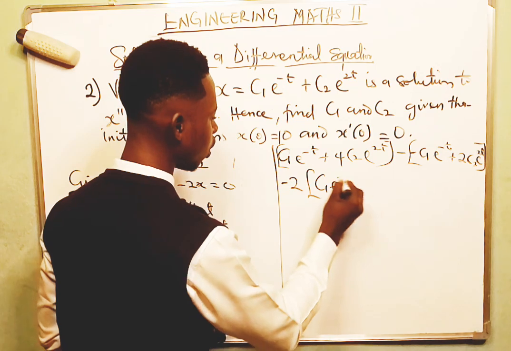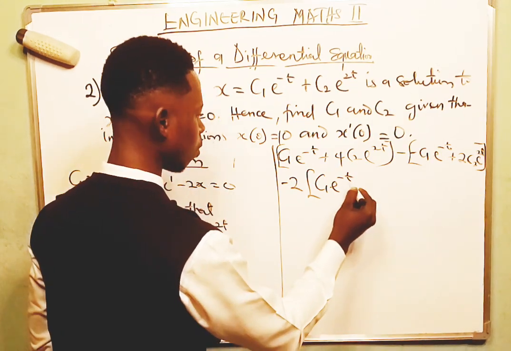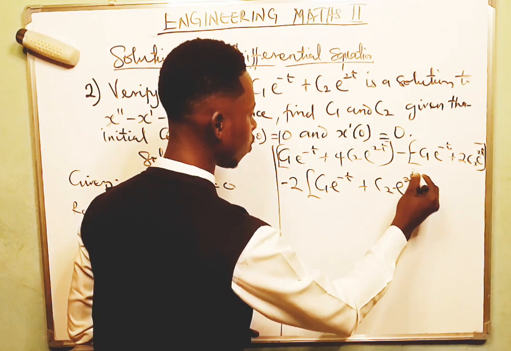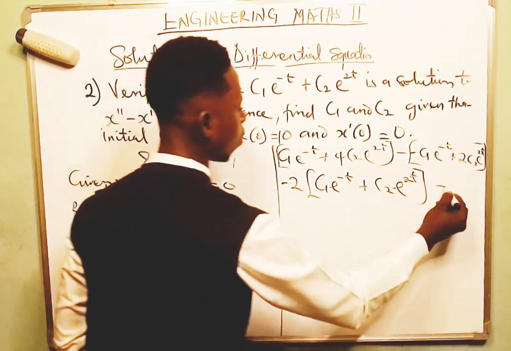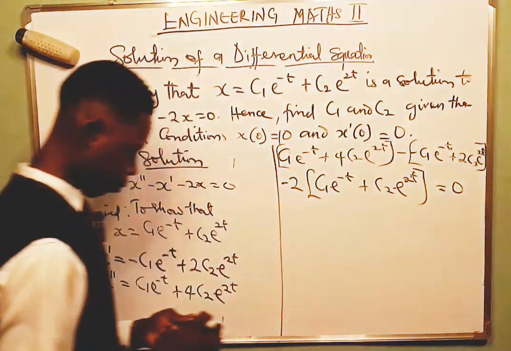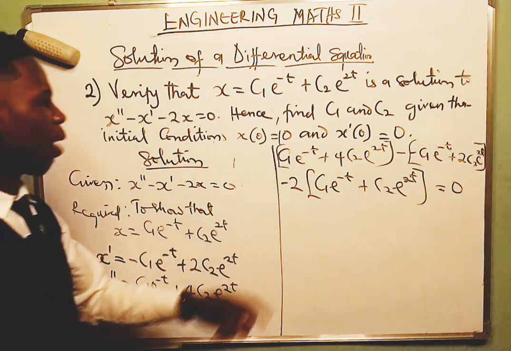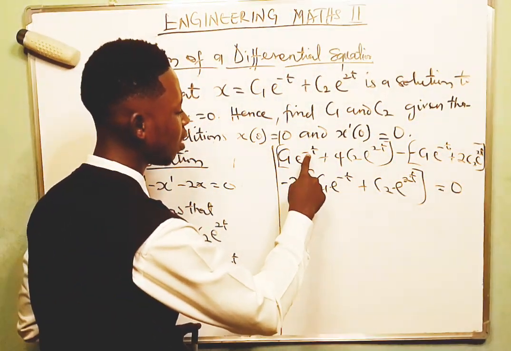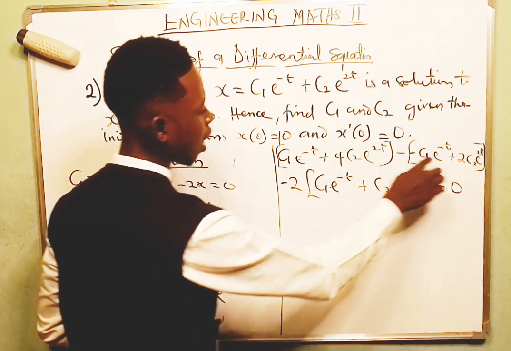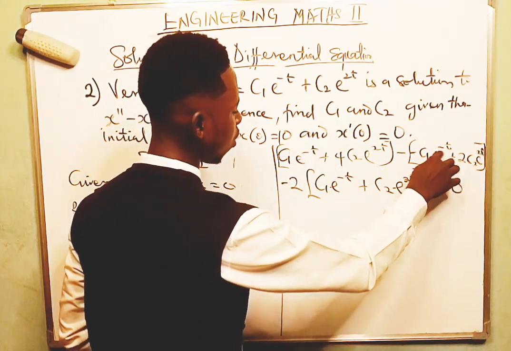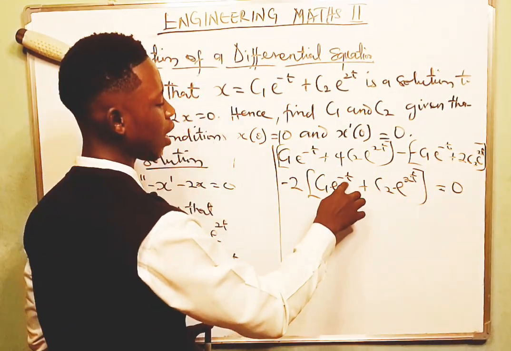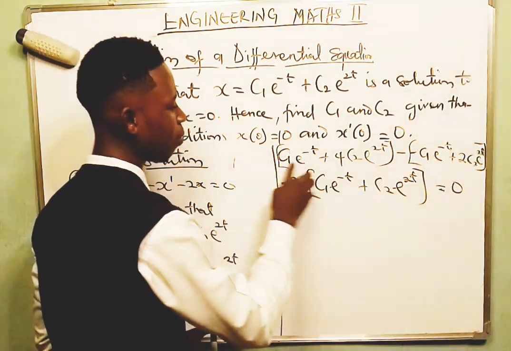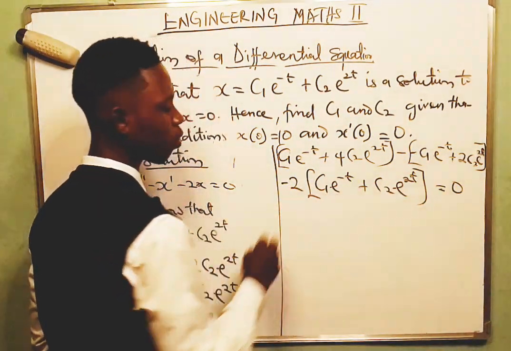c1 exponential minus t plus c2 exponential 2t equal to 0. Now, what are we going to do here? We have exponential minus t at this point, at this point, and at this point. And if you check it, they are all carrying c1.